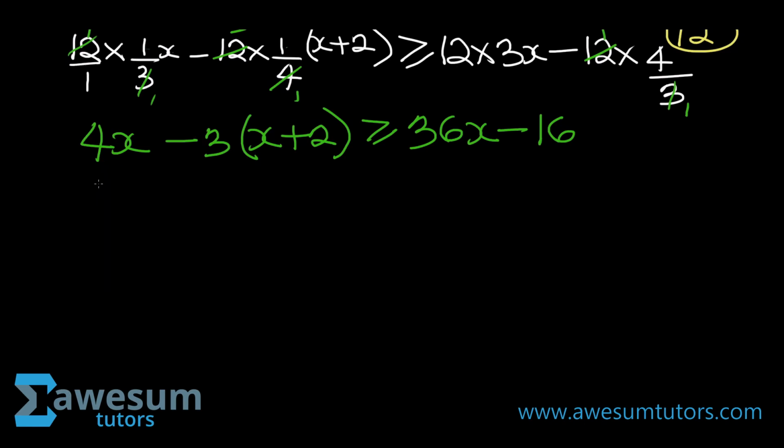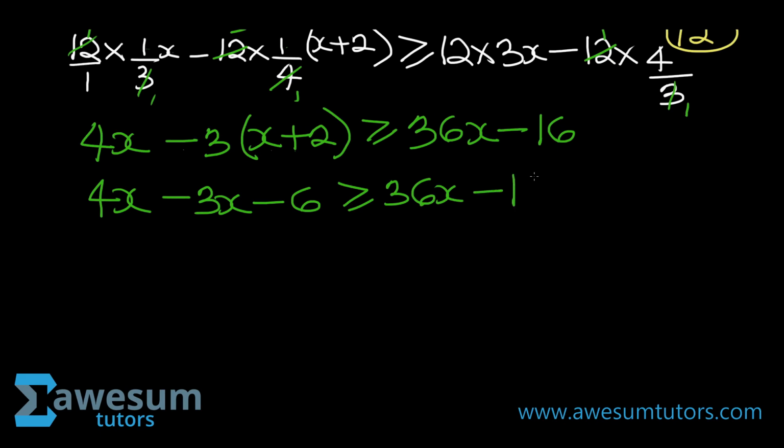This is 4x. I have 4x. Now you need to open up this bracket, and we also have videos on how to remove brackets. That's pretty easy. Go ahead and take a review on that if you don't remember how to do that. So this is going to be negative 3 times x. That's going to be negative 3x. Negative times positive is going to be negative, because that's unlike signs. 3 times 2 is going to give me 6. I put the sign greater than or equal to 36x minus 16. Very good.